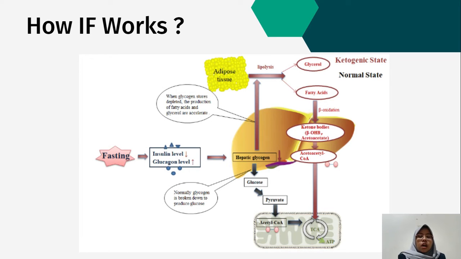Now I will explain how intermittent fasting works. During a meal, carbohydrates in food are broken down into glucose. Glucose is absorbed through the intestinal wall into the bloodstream, and it's transported to various organs, where it serves as the major energy source. Excess glucose is stored for later use in the liver and adipose tissue in the form of glycogen and fats.